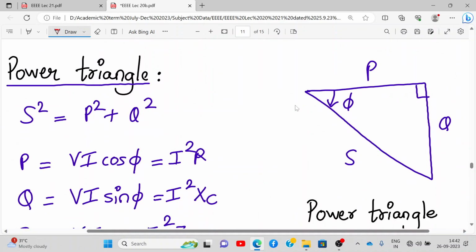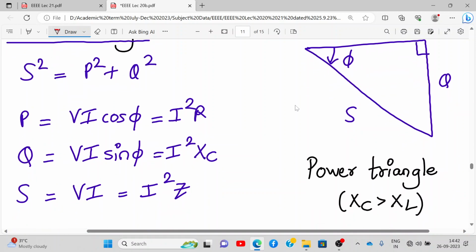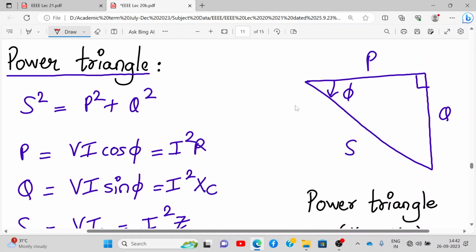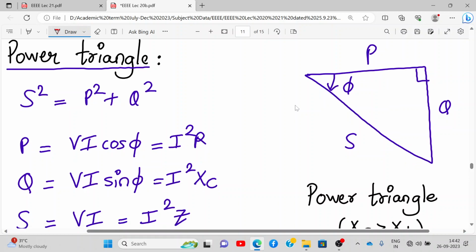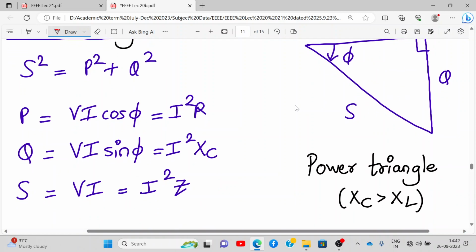So this will be the power triangle. P, Q, and S. Down, again down. So again here simple, all the formulas remain the same, intact. Only thing is the orientation of the triangle is downward. So this is my power triangle for XC greater than XL. Accordingly the formula for P, Q, and S won't change. It is exactly the same. Only what is different? Instead of writing Q as I square XL, here it will be I square XC.